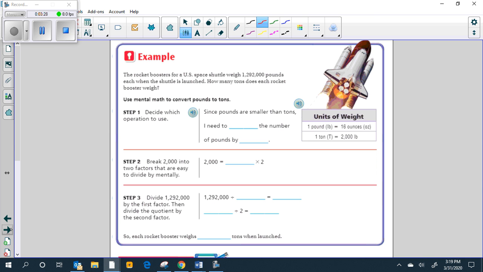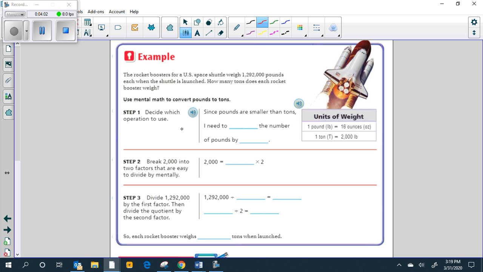Let's look at another example. The rocket boosters for a U.S. space shuttle weigh 1,292,000 pounds each when the shuttle is launched. How many tons does each rocket booster weigh? Well, let's take a look here. In our units of weight, we can see that there are 2,000 pounds in 1 ton. So we'll use mental math to convert pounds to tons.